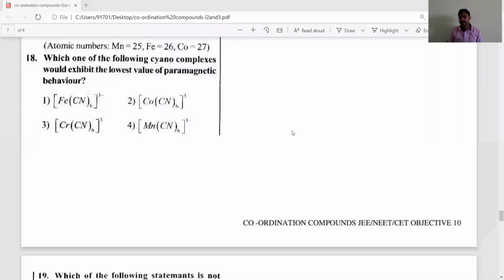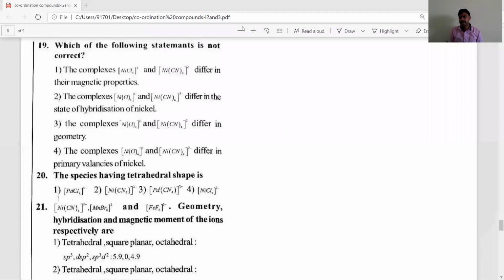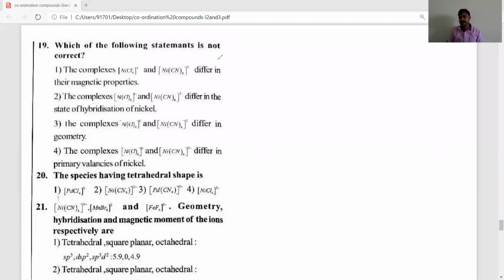Okay, now let's see the 19th question. The 19th question is very, very important, regarding coordination number 4 with nickel: the tetrachloronickelate(II) ion and the tetracyanonickelate(II) ion. Which statement is incorrect? We need to identify.